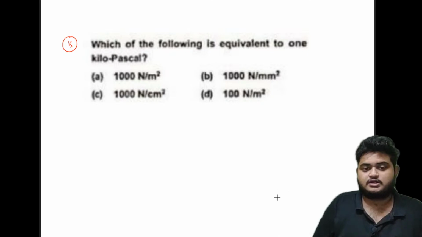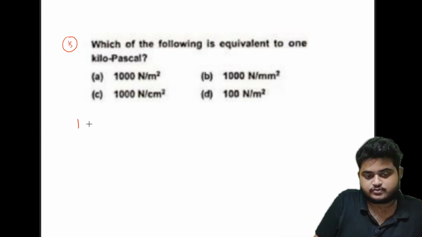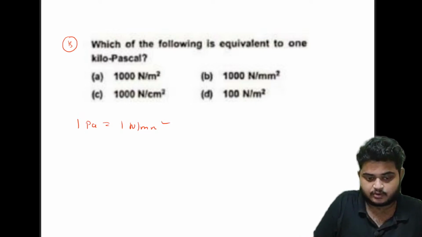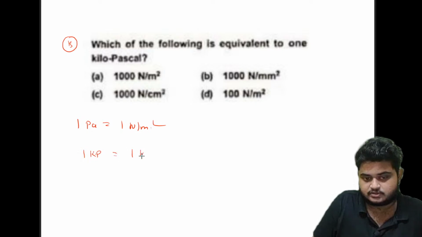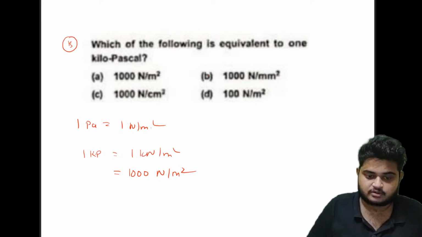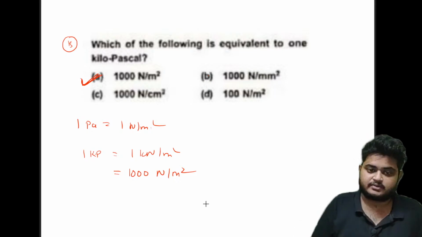They are asking which of the following is equivalent to 1 kilopascal. So what is 1 pascal? It is 1 newton per mm square. Sorry, 1 newton per meter square. So 1 kilopascal is 1 kilonewton per meter square, which will be 1000 newton per meter square. Option B is the right answer. No, not option B, option A. Option A will be the right answer, 1000 newton per meter square.